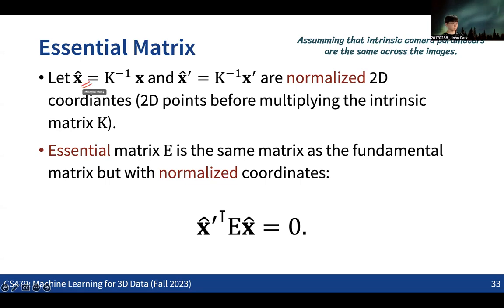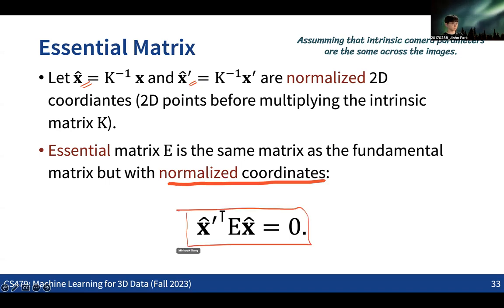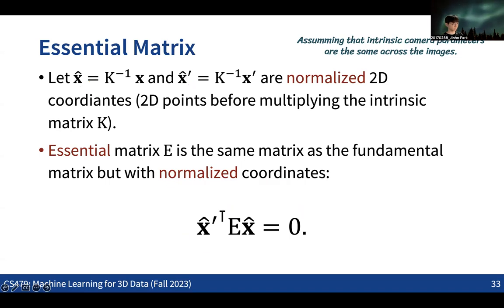And with these normalized 2D coordinates, we can define the same thing, but with the normalized coordinates. This is called the essential matrix. It looks exactly the same as the fundamental matrix, but with the normalized coordinates, which are the coordinates in the camera frame before you multiply by the intrinsic matrix, right? Is it clear?